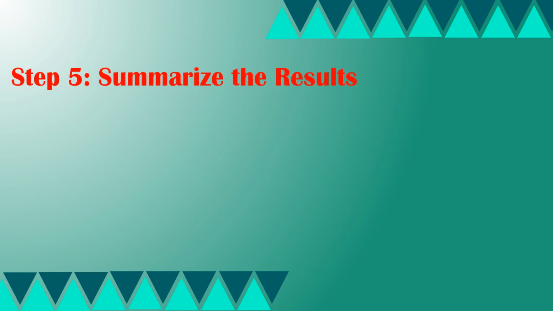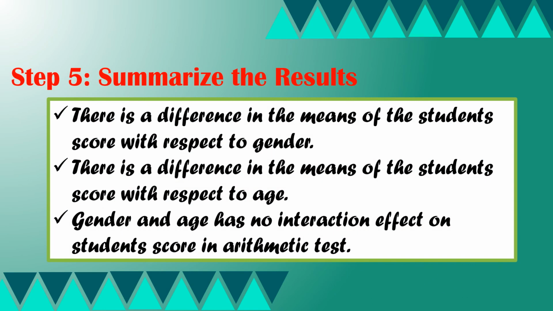Step 5. Summarize the results. Since we reject the null hypothesis for the main effects, we can conclude that there is a difference in the means of the student score with respect to gender, and there is a difference in the means of the student score with respect to age. While for the interaction effect, we failed to reject the null hypothesis. So, we can conclude that gender and age have no interaction effect on student score in the arithmetic test. Next, we will see if we get the same results using Excel.